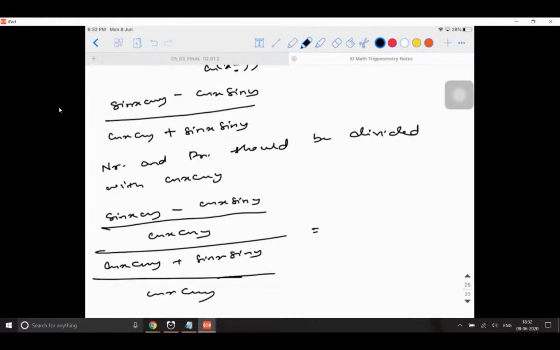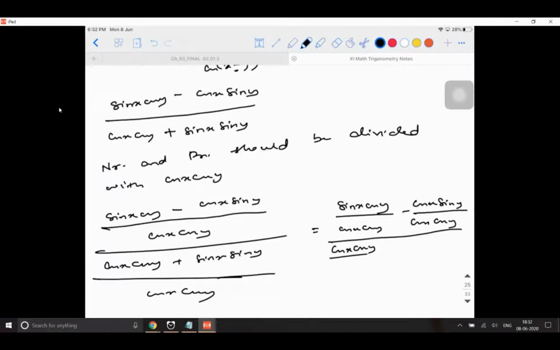Again, you have to split the terms and write. So you have to write it as sin x cos y divided by cos x cos y minus cos x sin y divided by cos x cos y, the whole divided by cos x cos y divided by cos x cos y plus sin x sin y divided by cos x cos y.